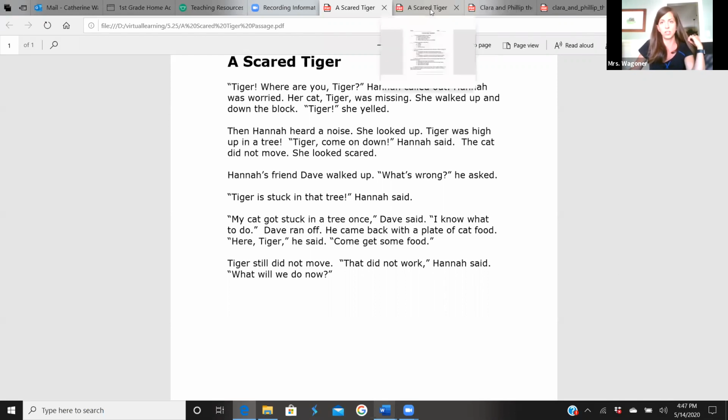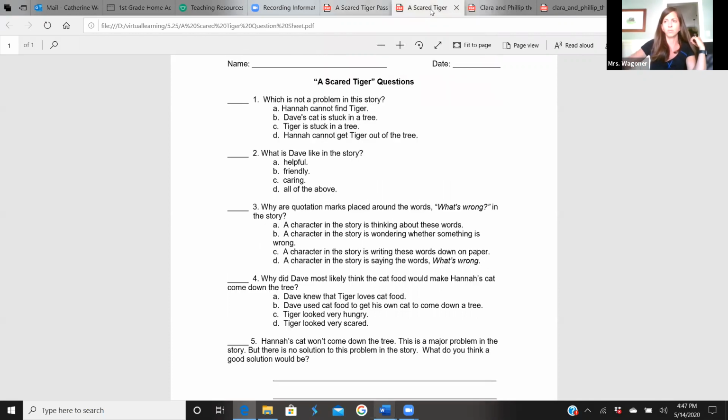All right, we're going to look at the questions to our text. Okay, which is not a problem in this story? I like that it says "not." That means all of them except one are problems. Hannah cannot find Tiger. That could be it. Dave's cat is stuck in a tree. Tiger is stuck in a tree. Hannah cannot get Tiger out of the tree.